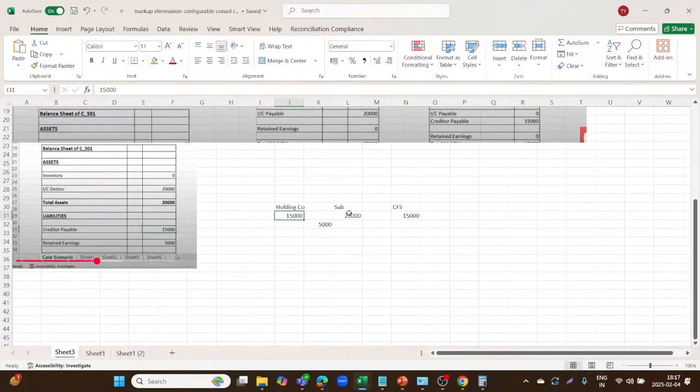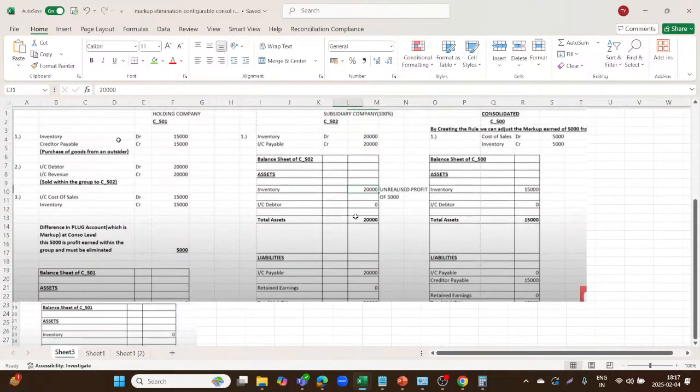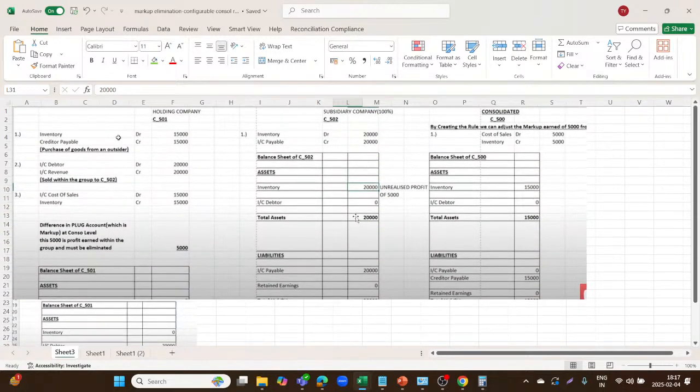So now the subsidiary company has purchased the inventory. If we just talk about the subsidiary company, it has purchased the inventory of 20,000 and we are assuming that it has not sold the inventory yet to any outside parties. It has held the inventory. So the subsidiary company will enter inventory account debit by 20,000 and they'll say intercompany payable, right?